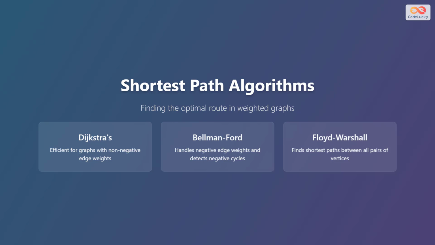algorithm. Dijkstra's algorithm is known for its efficiency on graphs with non-negative edge weights. Bellman-Ford is more versatile, as it can handle negative edge weights and also detect negative cycles, which are cycles that reduce the path cost infinitely. Floyd-Warshall finds the shortest paths between all pairs of vertices in a graph, making it a comprehensive solution for certain types of problems.